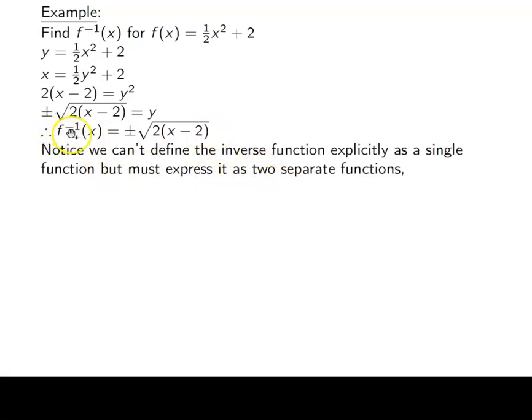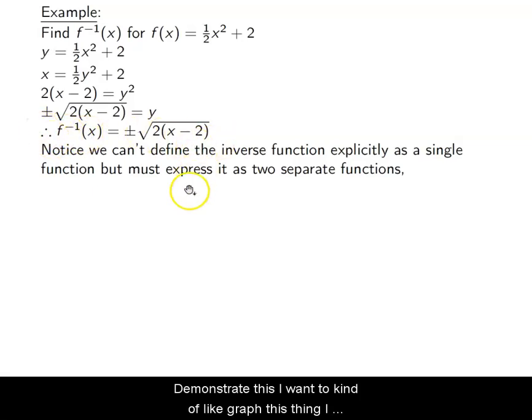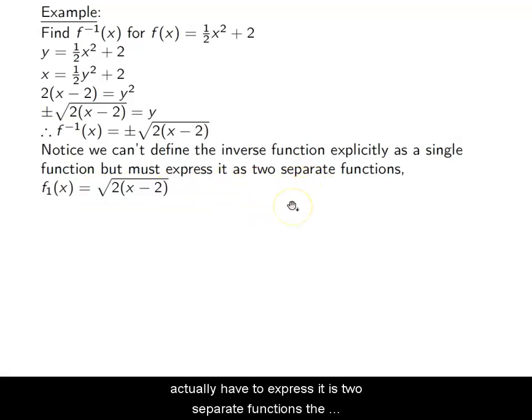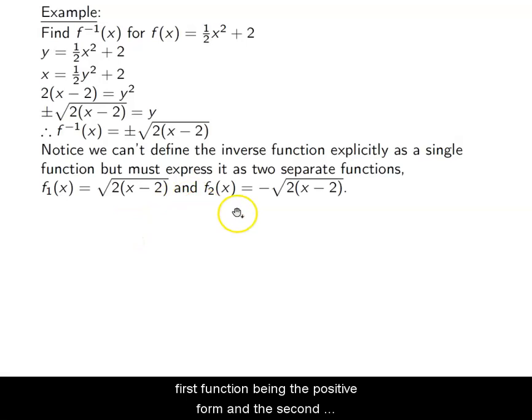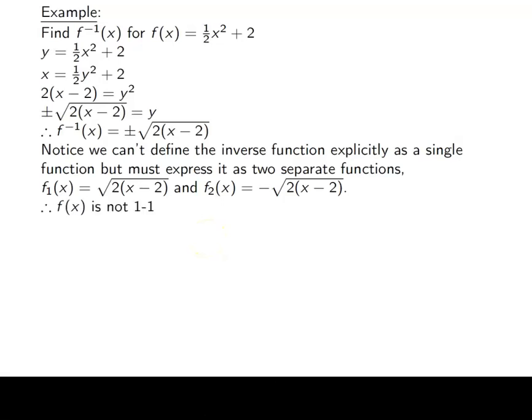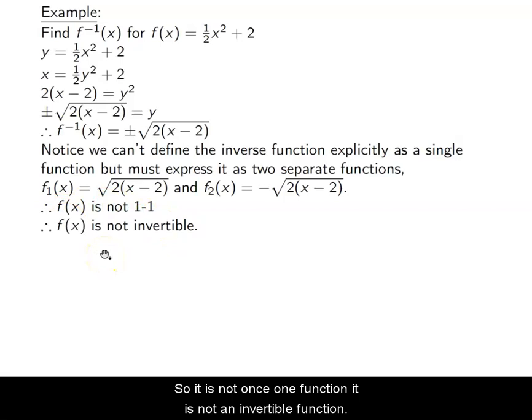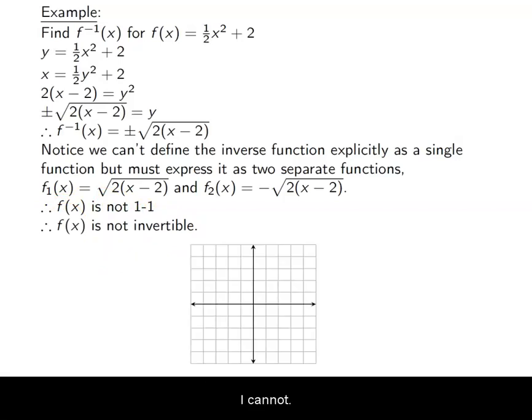So if I want to demonstrate this, if I want to graph this thing, I actually have to express it as two separate functions. The first function being the positive form and the second function being the negative form, right? I cannot express this as a single function. I cannot explicitly express it, right? So it is not a one-to-one function. It is not an invertible function, okay? Because I cannot express it as a single function.